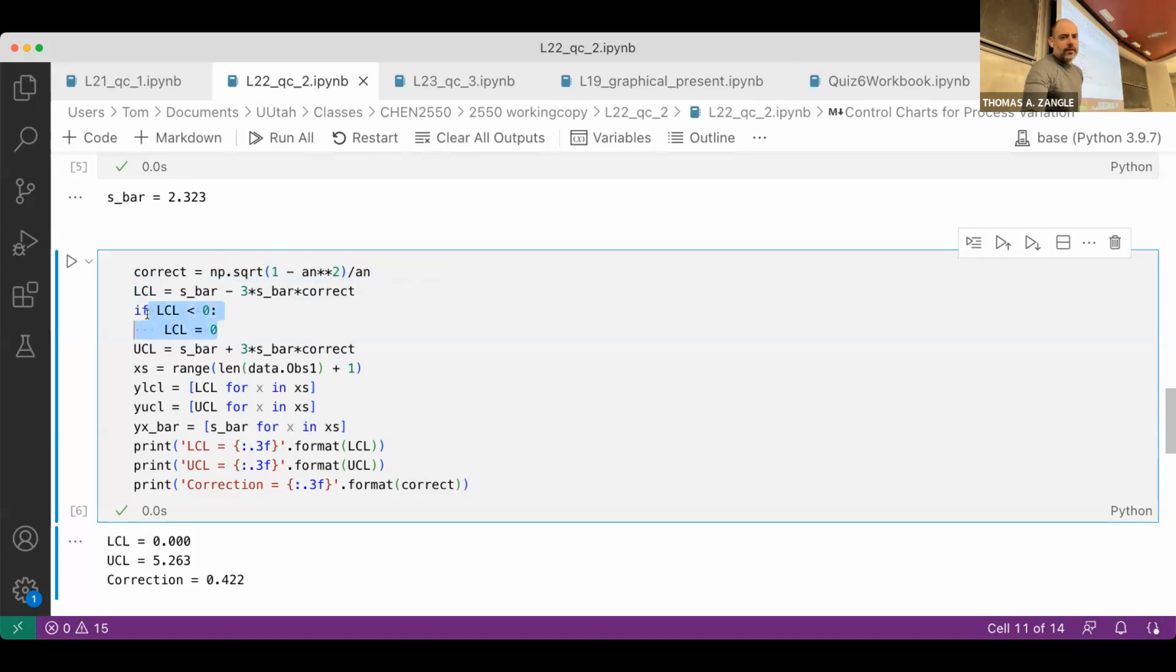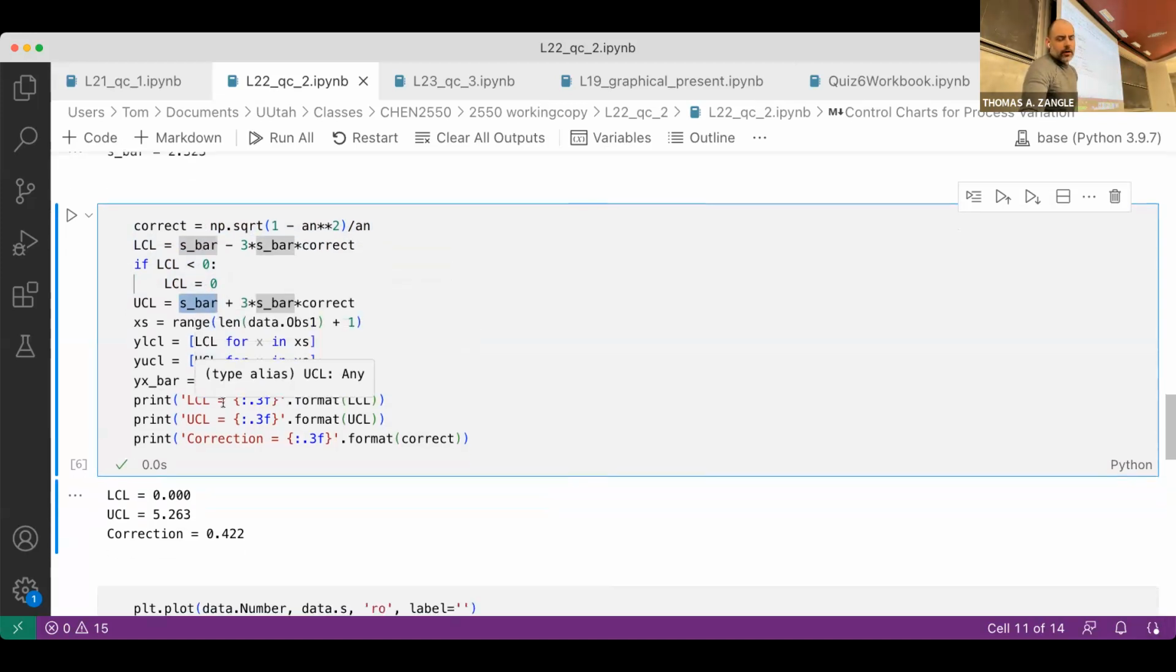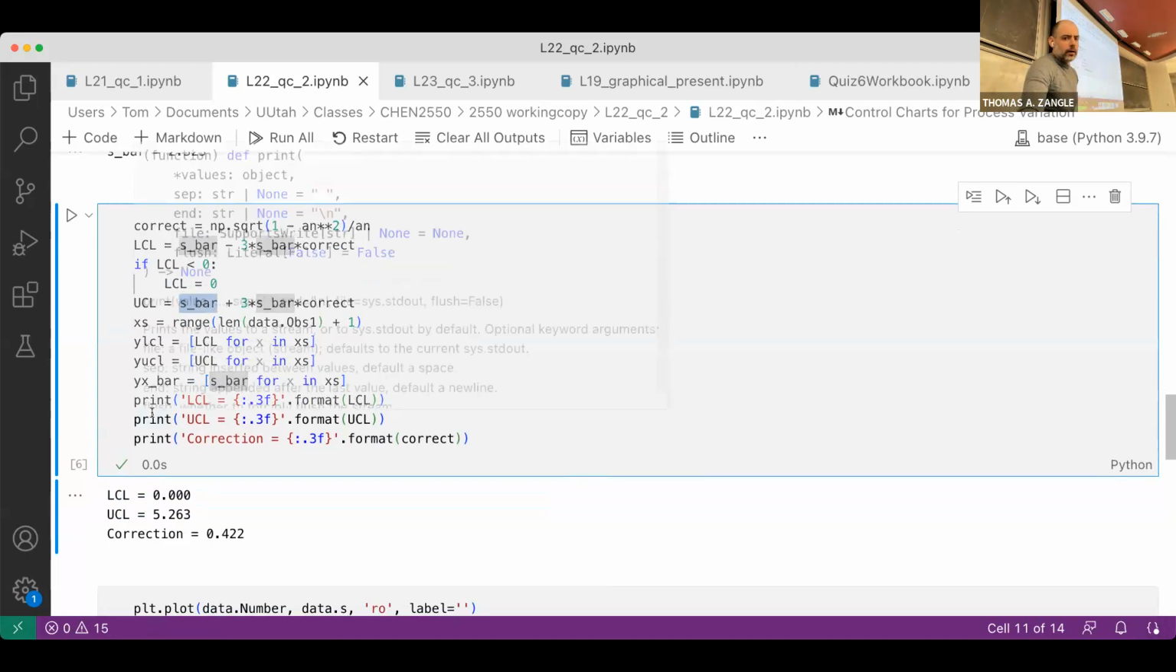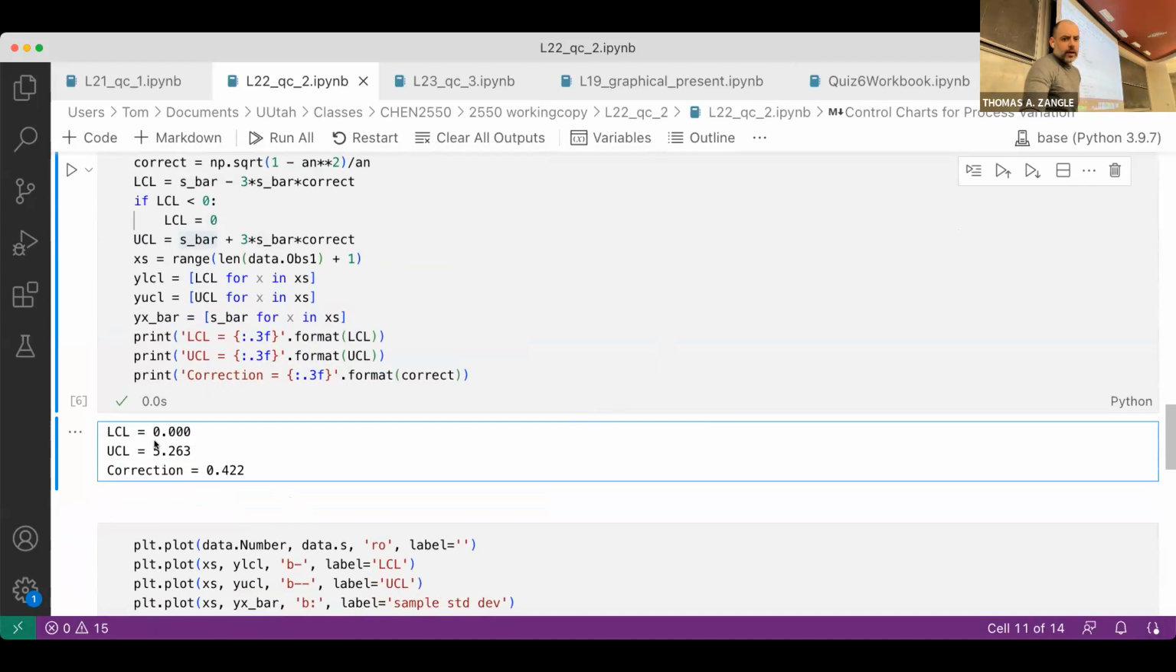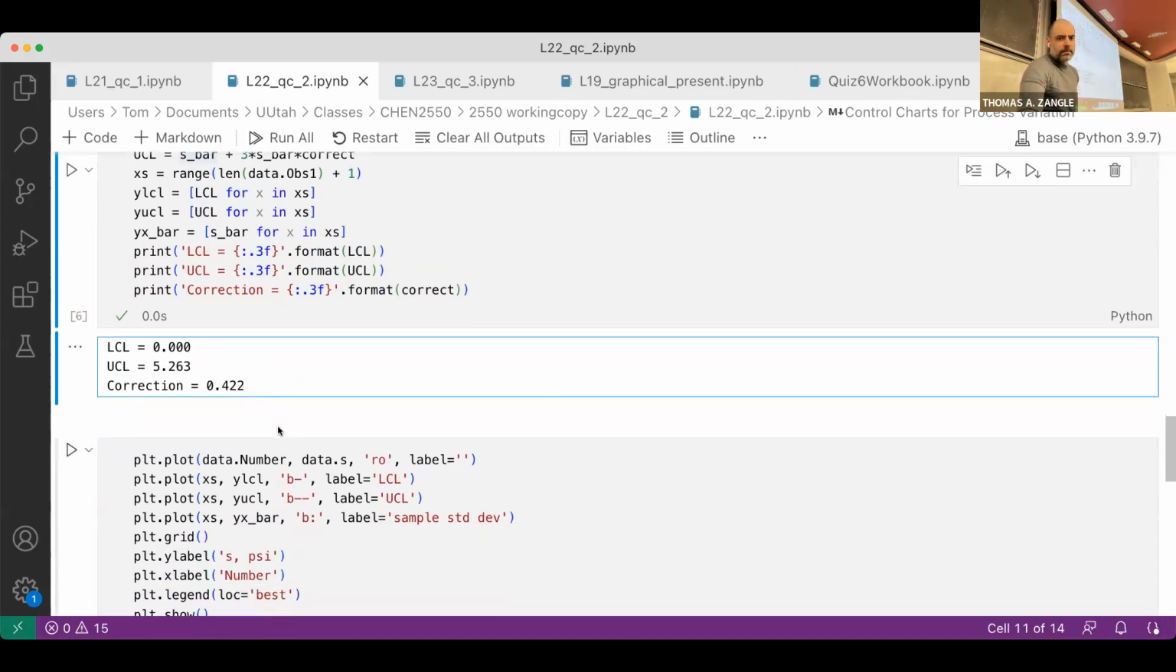We are estimating the lower control limit as S bar minus 3 S bar times that correction factor, computed from the value of a sub n. We have an if statement here that says if the lower control limit is less than 0, a nonsensical lower control limit, because we know standard deviation is always greater than 0, then we just set the lower control limit equal to 0. The same thing for the upper control limit. This is again just implementing that expression from above. And then we print out our lower and upper control limits. In this case, our upper control limit is 5.3, lower control limit is 0.